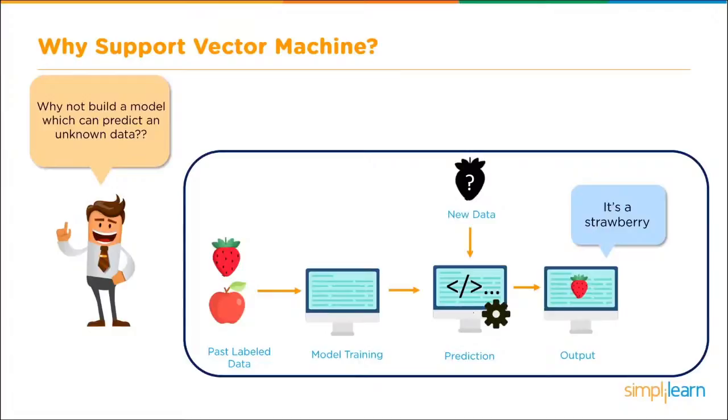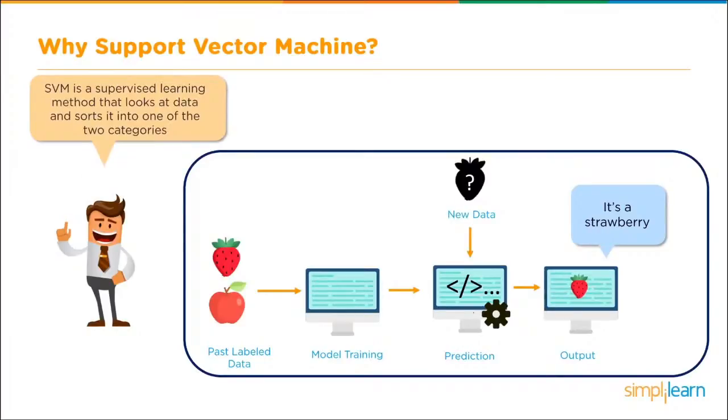Then once we train our model, that model can be given new data, and the new data is this image. In this case, you can see a question mark on it, and it comes through and goes, it's a strawberry. In this case, we're using the support vector machine model. SVM is a supervised learning method that looks at data and sorts it into one of 2 categories. And in this case, we're sorting the strawberry into the strawberry side.